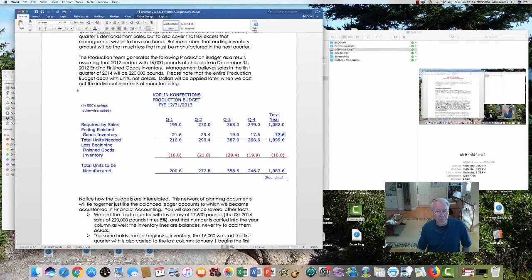The math will work, okay? The same deal works with the beginning inventory. You don't add that line up. Whatever you had on the first day of quarter one, let's call it January 1st, is also the first day of the total year, January 1st. So just carry that 16,000 over to here.